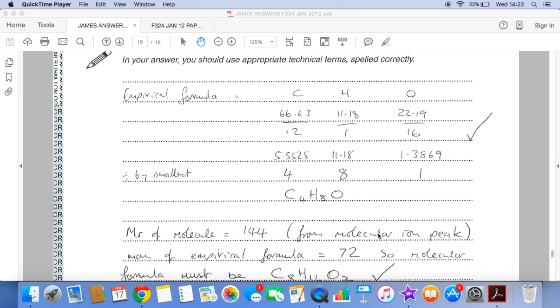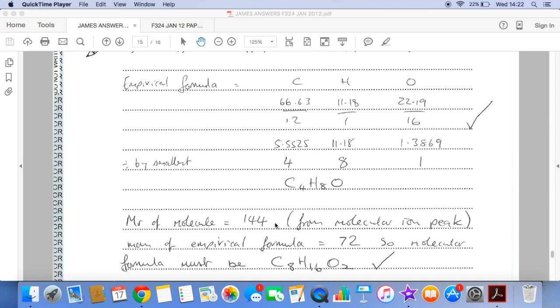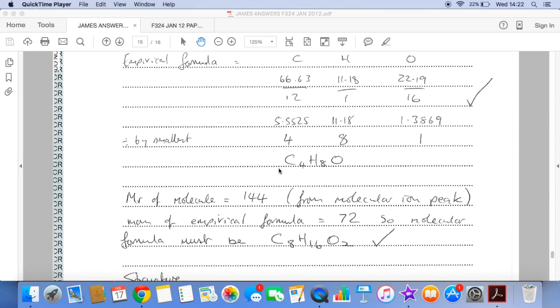The molecular ion peak, so we're using correct terminology there, is 144. So does the empirical formula add up to that? No, it adds up to 72, so there must be twice as many atoms in the molecule, so it must be C8H16O2. You see it's still got that ratio in it, but there's twice as much of everything.